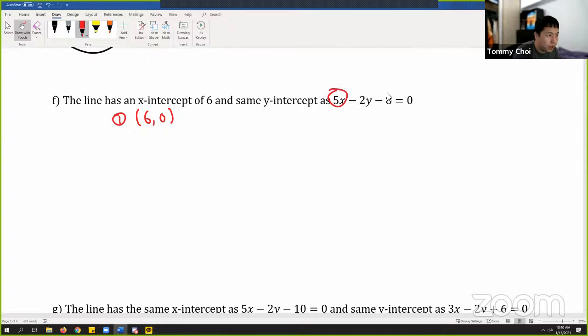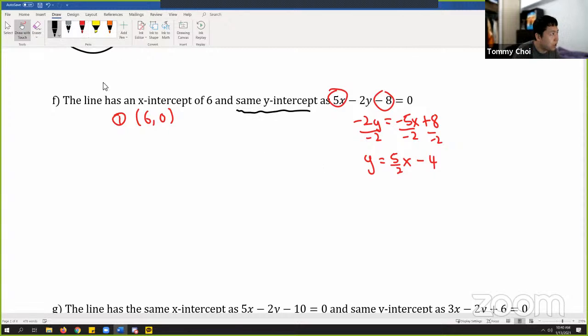For point number 2, we need to convert this to y equals mx plus b. So if we move 5x and negative 8, I'm going to get negative 2y equals negative 5x plus 8. Dividing by negative 2 on everything will give me y equals 5 over 2 x minus 4. It tells us that it has the same y-intercept as this equation. What's the y-intercept here? 0, negative 4.